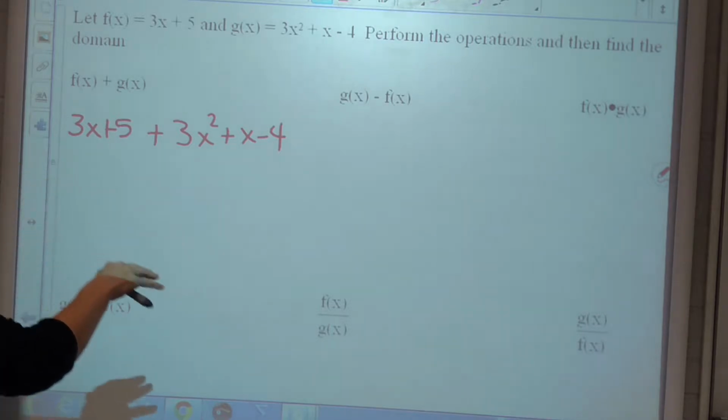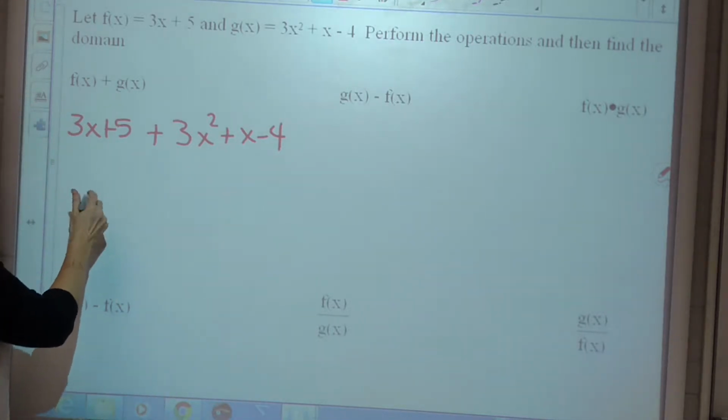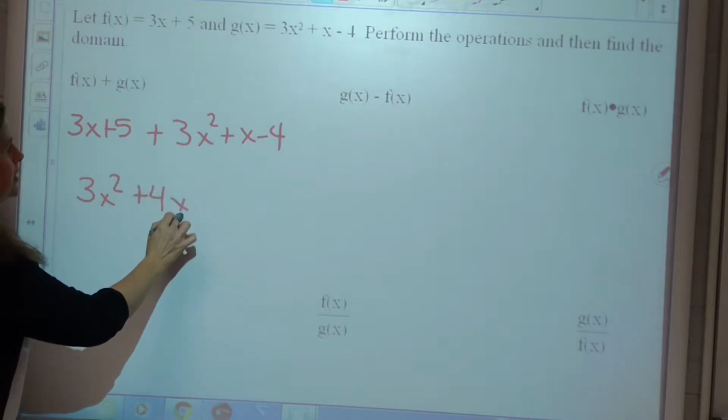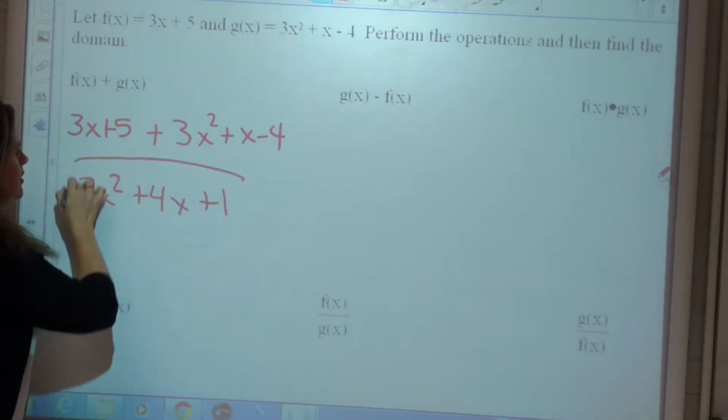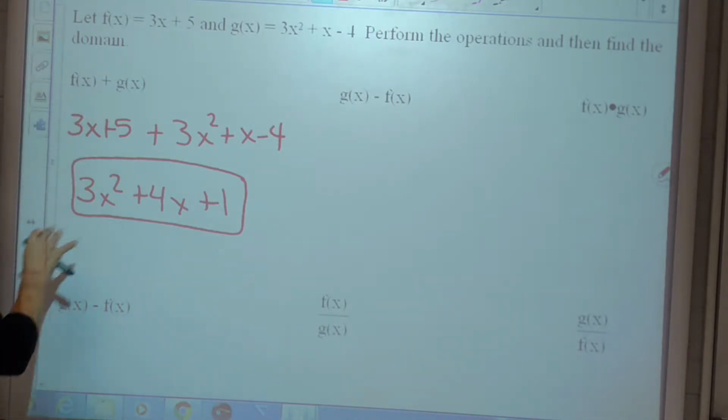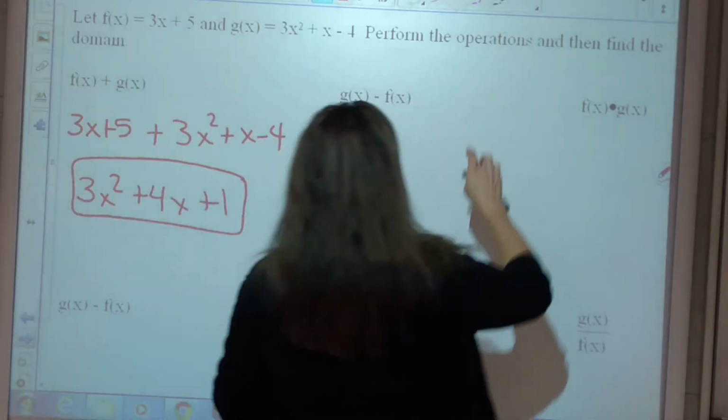Right, so looking at this then, we're just combining like terms. So that's 3x squared plus 4x plus 1. That's our sum of those two functions. So for the next one, we want to subtract.